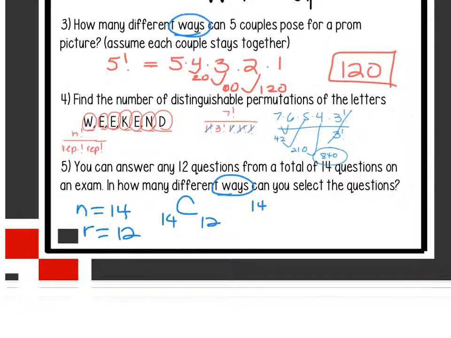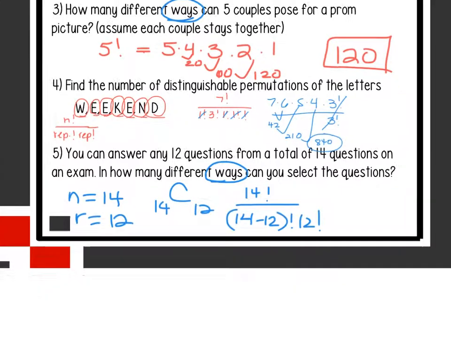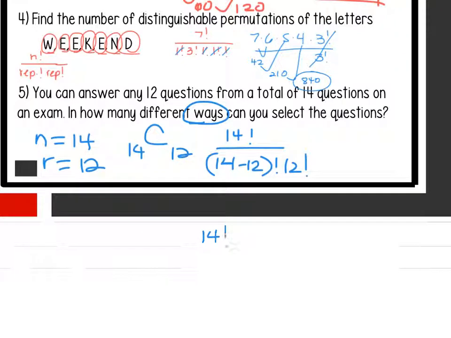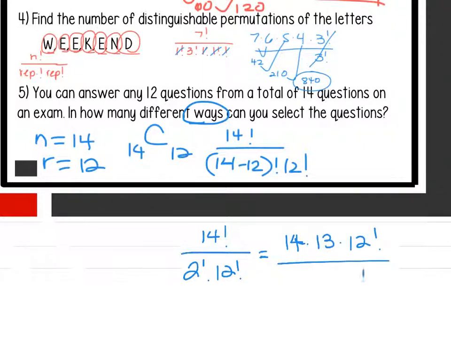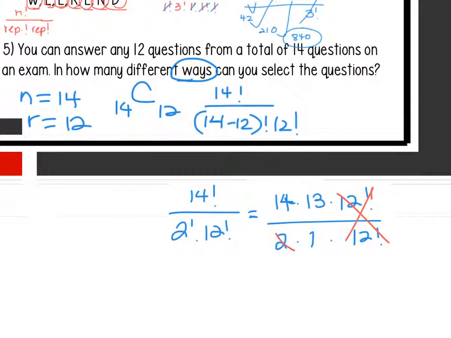So it's 14 factorial over 14 minus 12 factorial times 12 factorial. That's 14 factorial over 2 factorial, 12 factorial, which is 14 times 13 times 12 factorial over 2 times 1 times 12 factorial. The 12 factorials cancel out. 2 goes into 14 7 times, and that's 91.